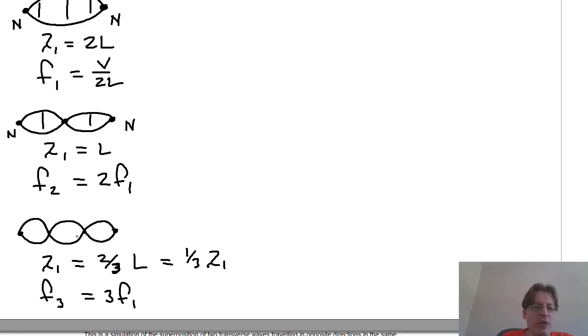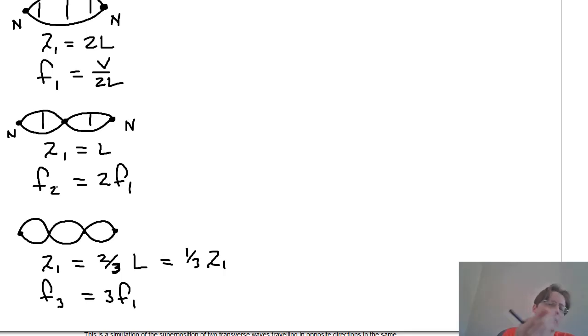So we put down here the first 3 resonances of a guitar string. These are what we call the harmonics or the harmonic series. Unlike ringing a bell or vibrating a mass on a spring, those only have 1 resonance. A guitar string has an infinite series of resonances. They're called the harmonics.